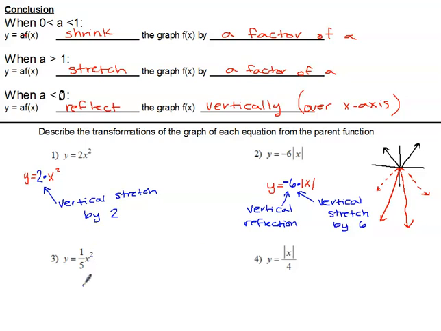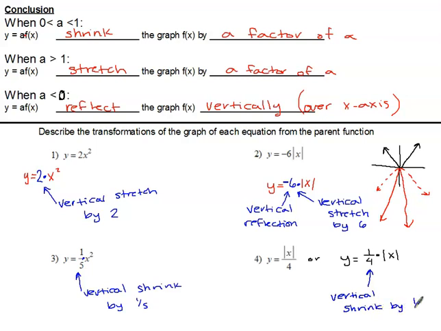Number 3, the only value that I have, we're multiplying by 1/5. It is vertical. But 1/5 is going to cause your numbers to get smaller, so it is a shrink by 1/5. Number 4, you might want to rewrite it to see it a little bit better and pull out the 1/4. This is really 1/4 times the absolute value of x. Or you could simplify it down to the original and work back here. But I think it's a little bit easier this way because we can see that we're multiplying by 1/4. So this would be a vertical shrink by 1/4.